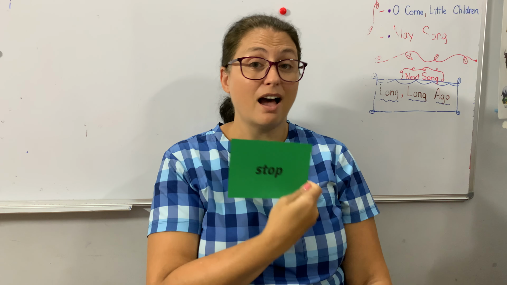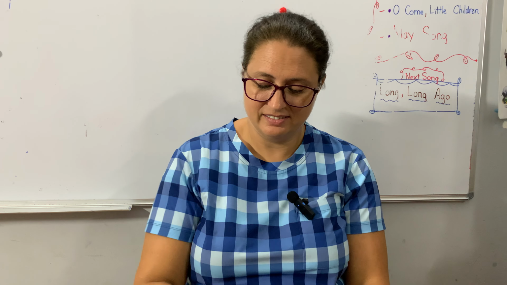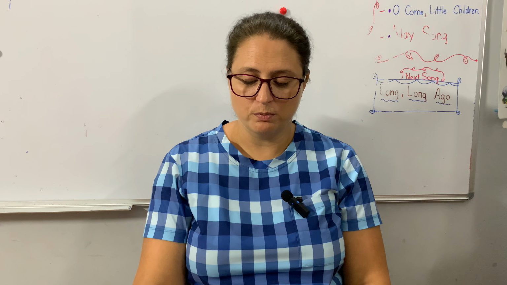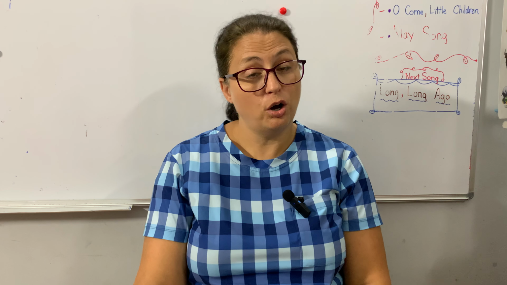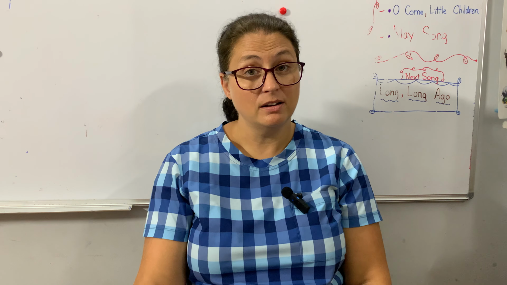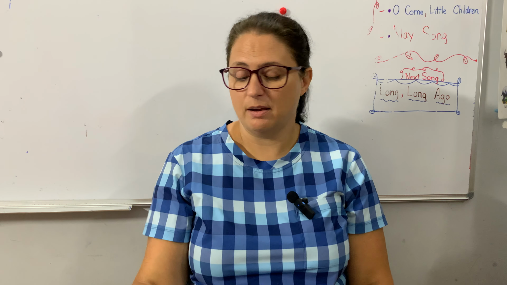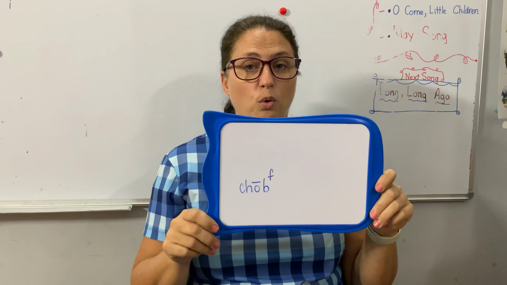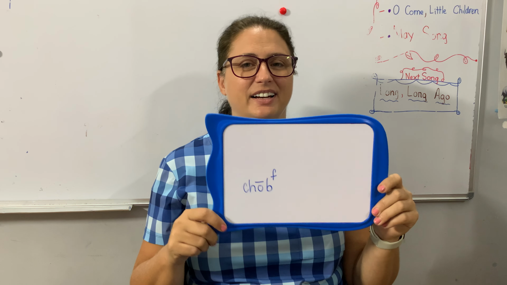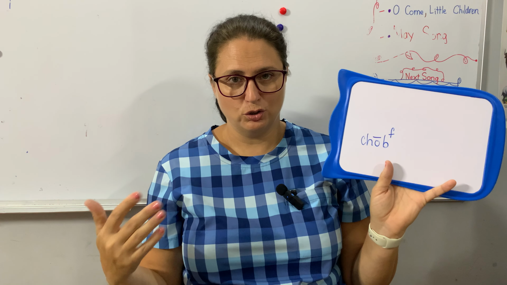Next word, stop. Okay. Stop is the word chop. So CH, it's an O that's written fast. And once again, I'll put a B. But if you think P, that's okay too. It sounds exactly the same when you speak. Chop, chop. You could say it slower, chop, and then faster, chop.